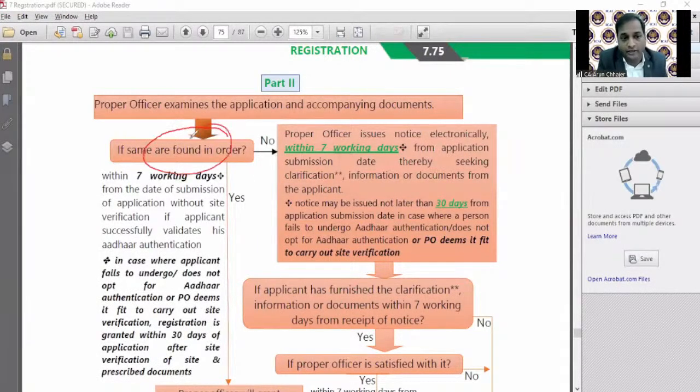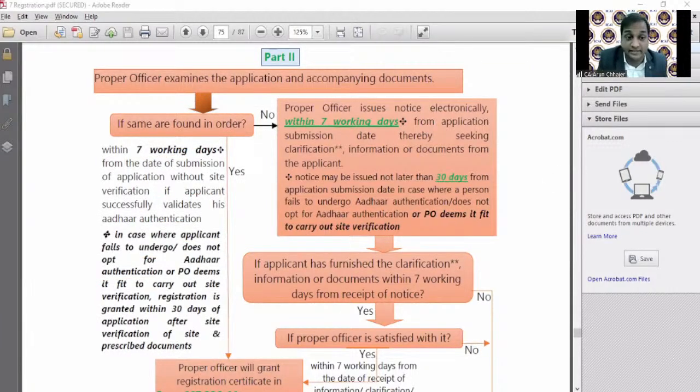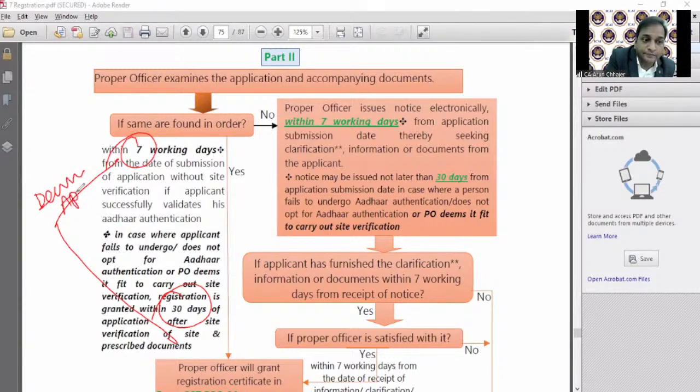If he finds it in order, then the time limit is 7 days if the applicant has successfully completed Aadhaar authentication. In case the applicant failed to undergo the Aadhaar authentication or does not apply for authentication, and the proper officer does a physical verification, then the time limit is 30 days. I hope this is clear, the difference of 7 days versus 30 days, because it has an impact on deemed approval. The proper officer can issue a notice within 7 days or 30 days from the application, seeking clarification, information or documentation.